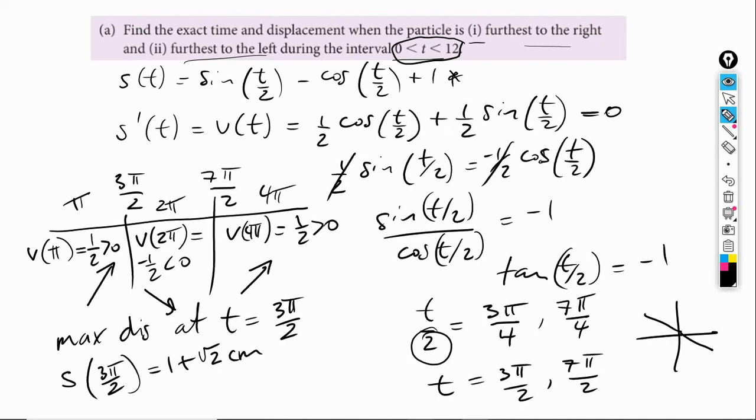Likewise, for the minimum, we would say that the minimum occurs at time equals 7 pi halves. So let's see what we get when we plug 7 pi halves into the displacement function. If you do that, you're going to get 1 minus square root of 2. So that means 1 minus square root of 2 centimeters at time equals 7 pi halves would be the minimum, or when it's going to be furthest to the left. And the previous one is when it's going to be furthest to the right.